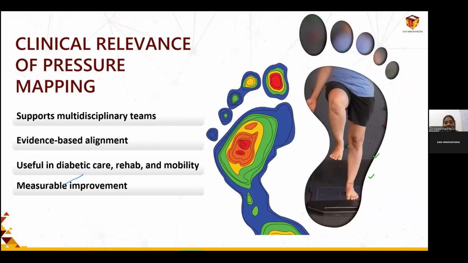So what is the clinical relevance of pressure mapping? It supports a multidisciplinary team and evidence-based alignment, is useful in diabetic care, rehab, mobility, and gives measurable inputs. For example, P&Os can opt for this plantar pressure system to integrate into custom insole designing, its fabrication, and understand the patient's prognosis. Physios can opt for this for gait correction and rehab. Physicians can use it for operative alignment and offloading. So we are all part of the biomechanic loop. Let's close it together with the pressure map.